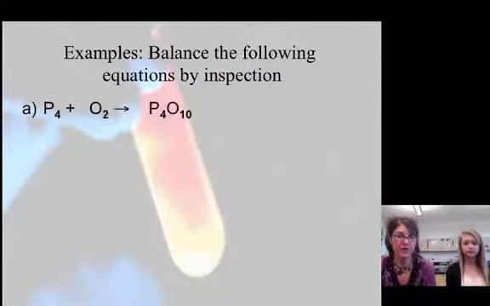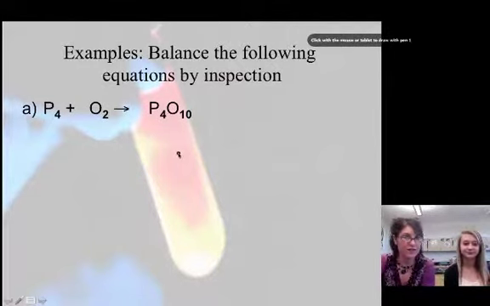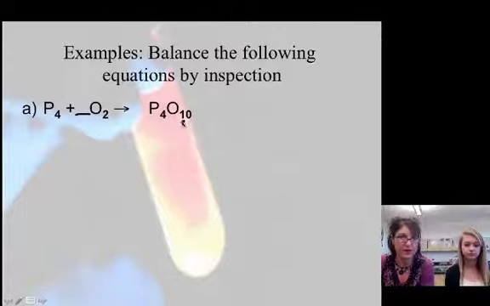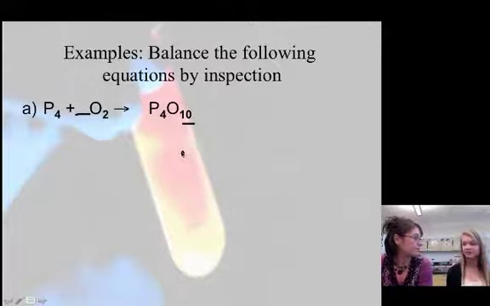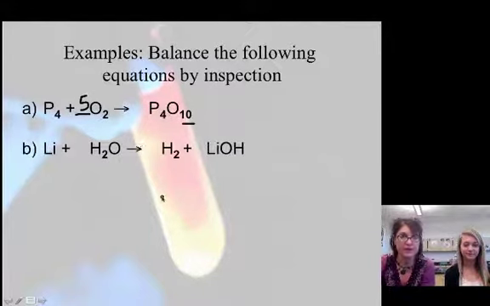So we're going to use inspection here. You ready for some math? Yes. Oh, good. All right. So phosphorus looks like it's just fine. We're going to have to find out what number to multiply oxygen by so we can add up to 10. Well, 10 divided by 2 is 5. Okay. So we can just put a 5 there. That was easy. Let's try this one.